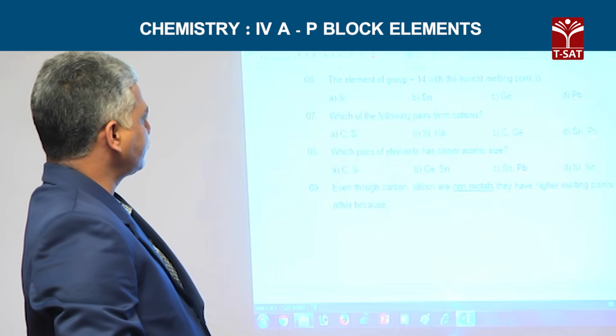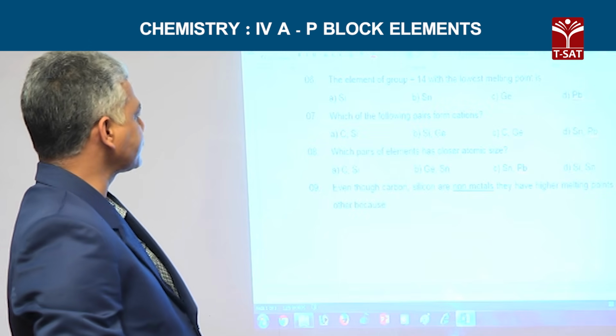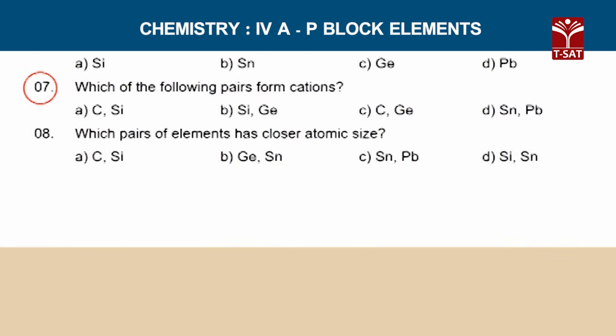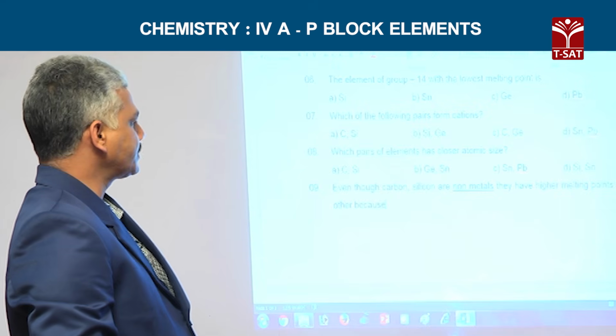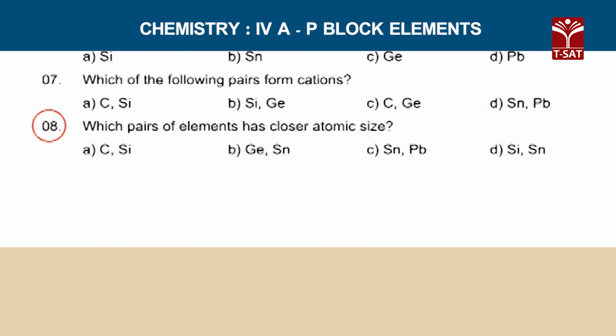Seventh question, which of the following pairs form cations? Given options are carbon silicon, silicon germanium, carbon germanium, tin and lead. Correct option is D. Tin and lead. Eighth question, which pairs of elements have closest atomic size? Given options are carbon silicon, germanium tin, tin lead, silicon and tin. Correct option is C. Tin and lead have similar atomic radii.